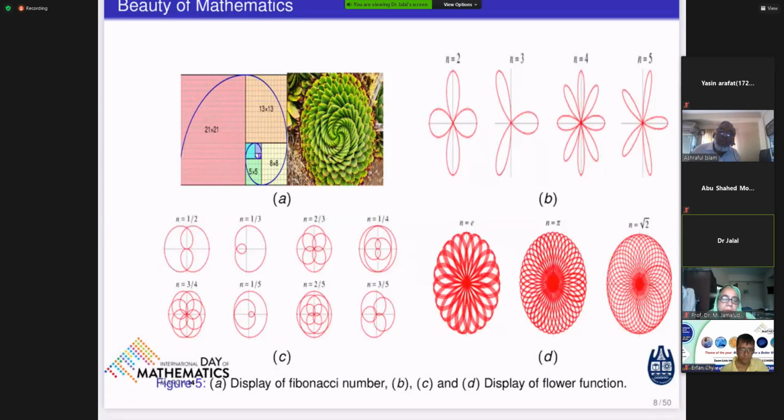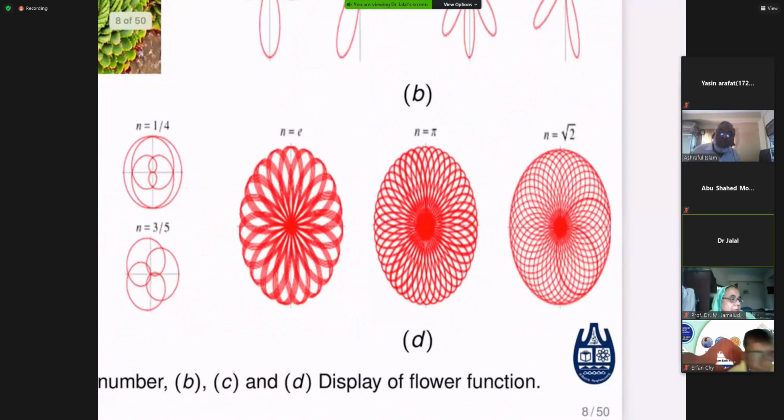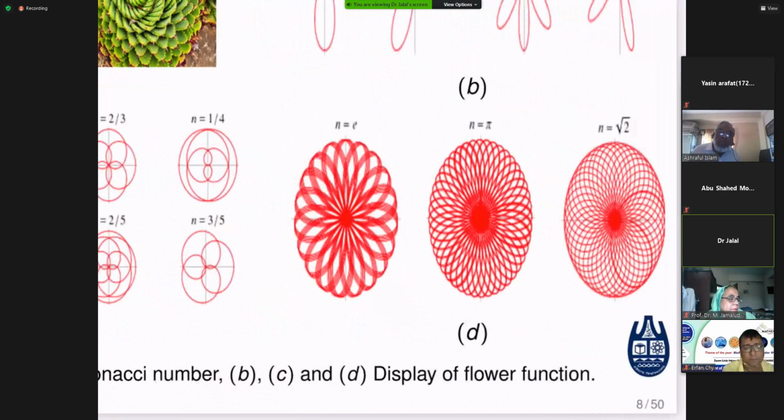If n is an irrational number, see how beautiful it looks. If it has an irrational number, it looks very difficult, but it's not that difficult if you use mathematics.